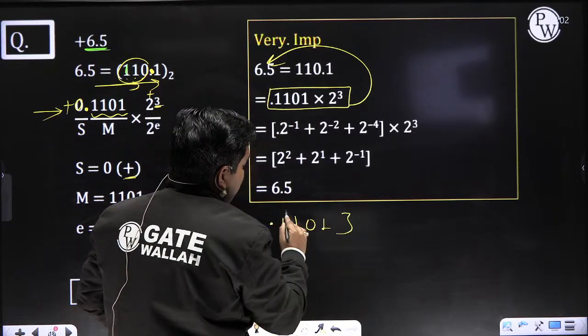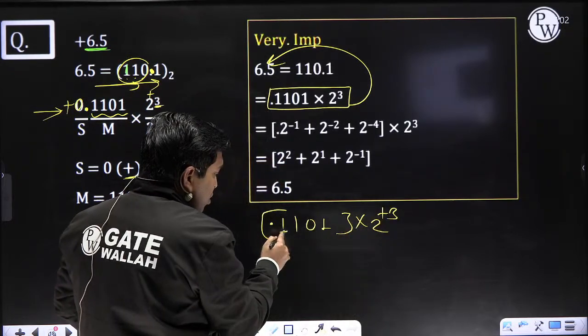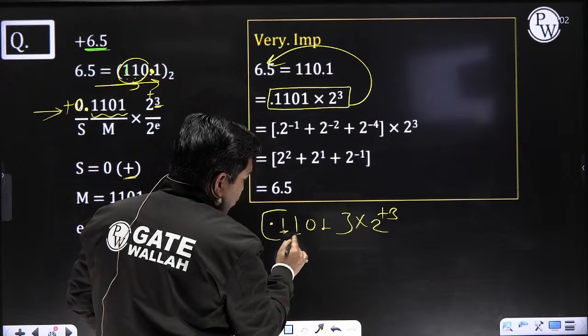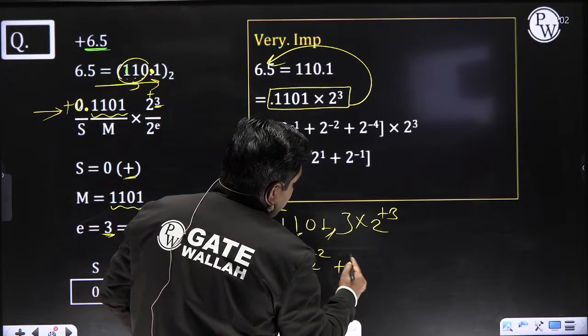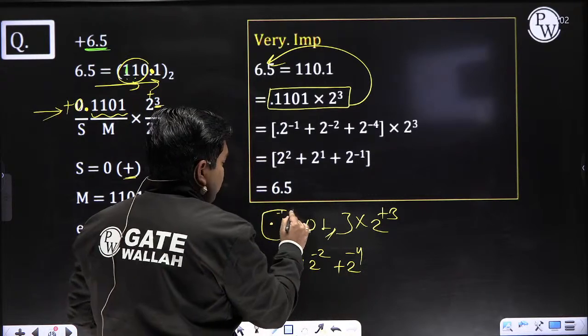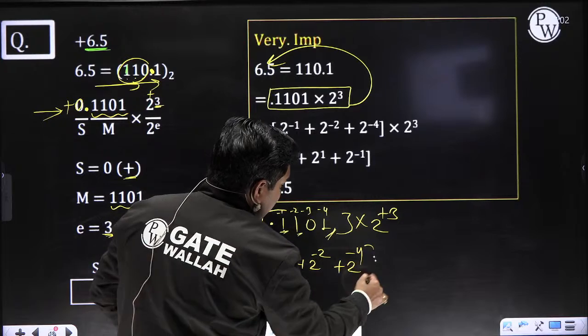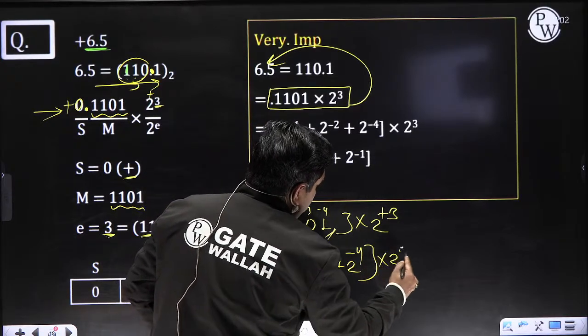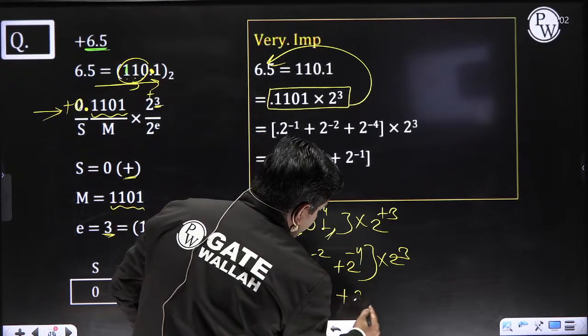0.1101 multiplied by 2 to the power plus 3. You know what this is? 2 to the power minus 1. You know what this is? 2 to the power minus 2. You know what this is? 2 to the power minus 4. Because minus 1, minus 2, minus 4, minus 3. Yes or no? Multiplied by 2 to the power 3. So how much are we getting? 2 raised to power 2 plus 2 to the power 1 plus 2 to the power minus 1.